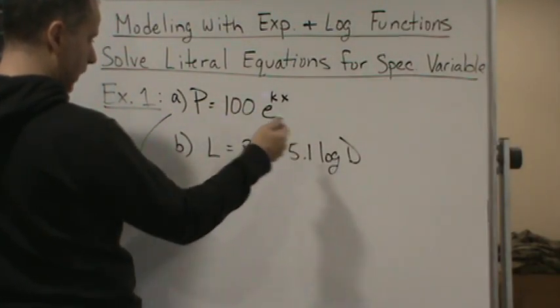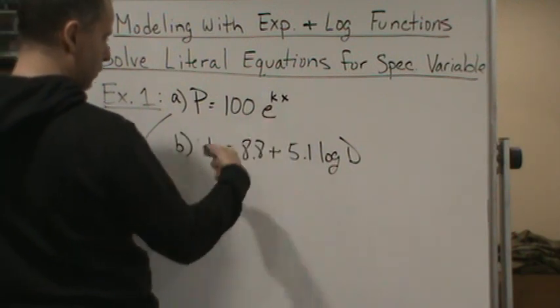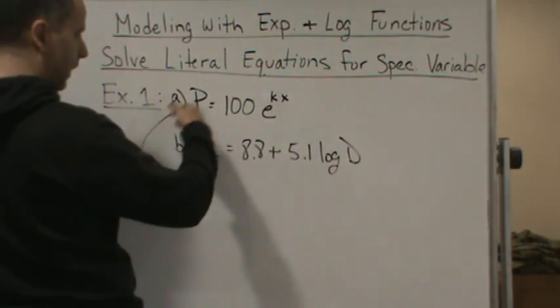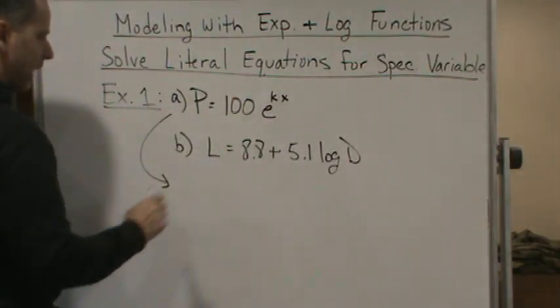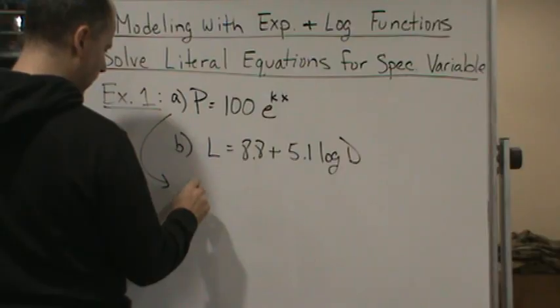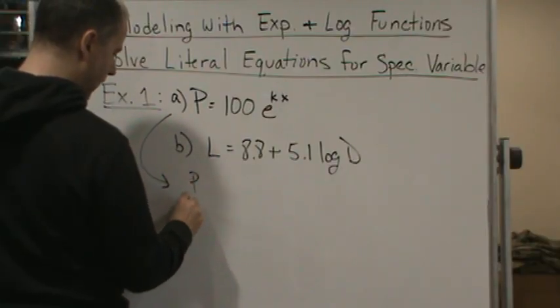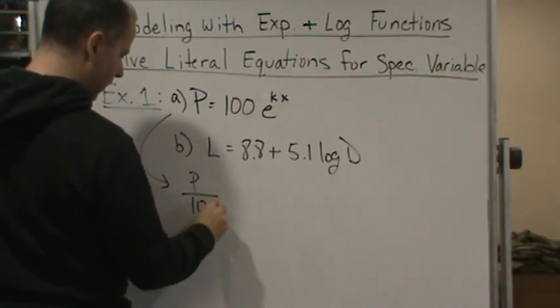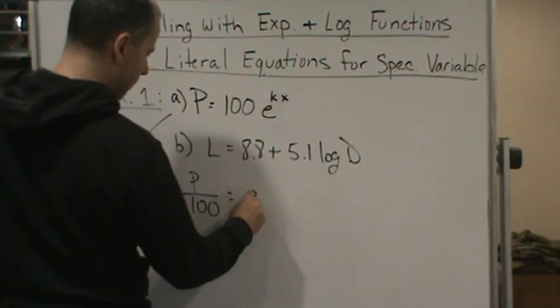Or if there's multiple exponentials, let's say adding or subtracting exponentials, we want to have an exponential on either side. But anyway, let's just deal with this. So first step, we want to isolate the exponential. So that would mean dividing both sides by 100. Okay, so when we do that, we get this.